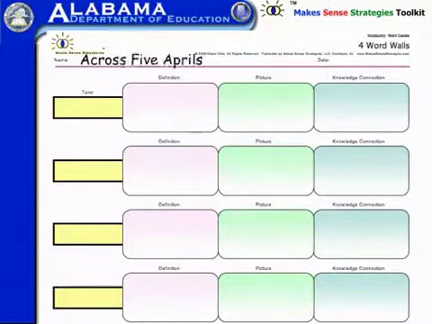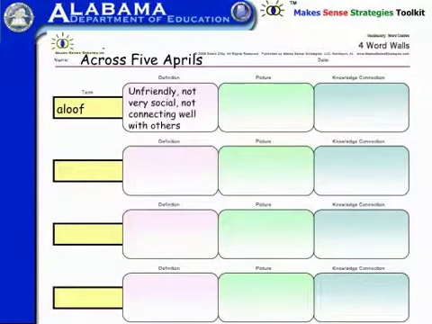So here's an example. Let's say you're reading Across Five Aprils, and you're using the vocabulary for that. And so some of those might be aloof. And so the definition is unfriendly, not very social, not connecting well with others.